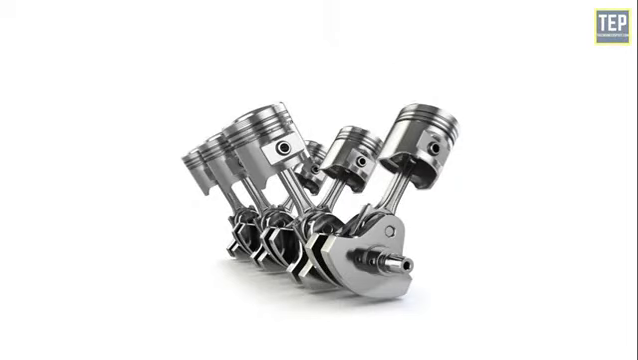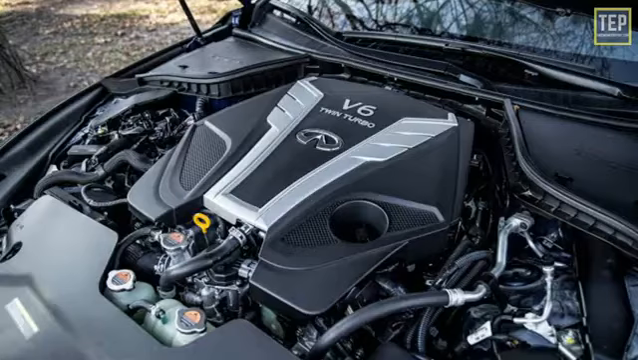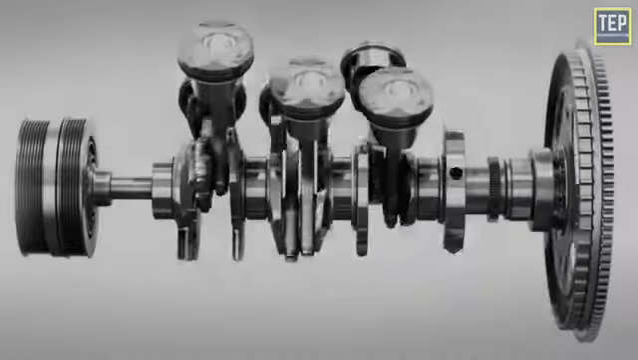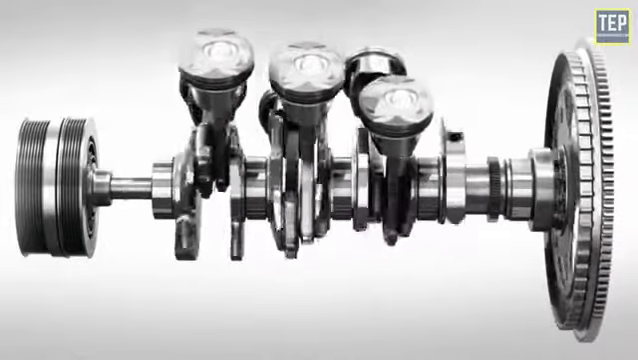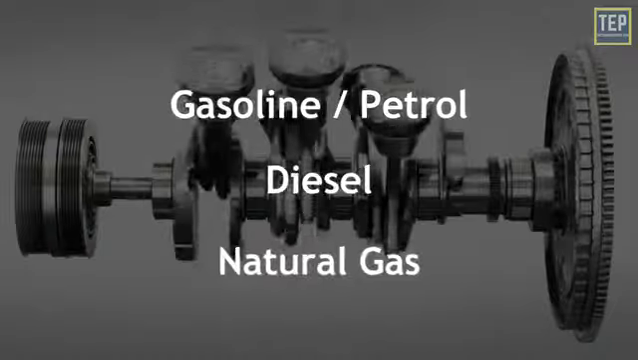A V6 engine consists of 6 cylinders, with 3 cylinders on each bank. In most engines, the 2 banks are at a right angle, 90 degrees, or less to each other. It is the second most common engine design in modern cars, after the inline 4. It can be powered by different types of fuels, including gasoline, diesel, and natural gas.